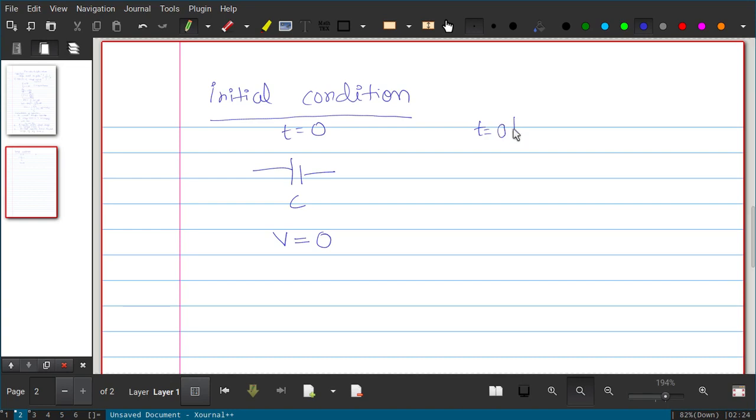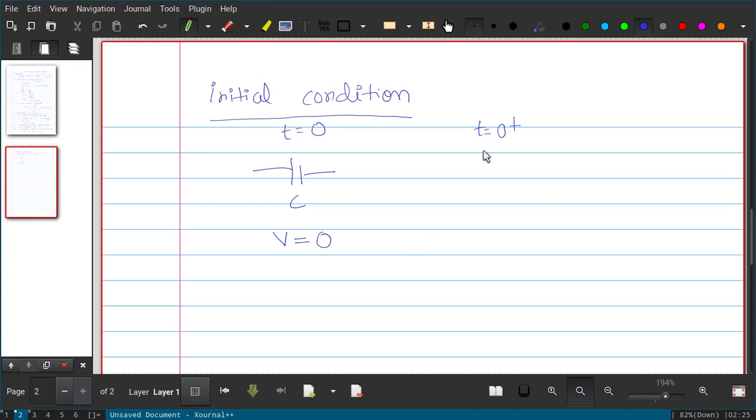So soon after that, that is t equal to 0 plus. So we will define this instant of time, that is called t equal to 0 plus. What do you mean by t equal to 0 plus? It is soon after t equal to 0. It's a very, very tiny time interval. Similarly, we can define t equal to 0 minus, just before the t equal to 0 moment. So we will consider only t equal to 0 plus here.